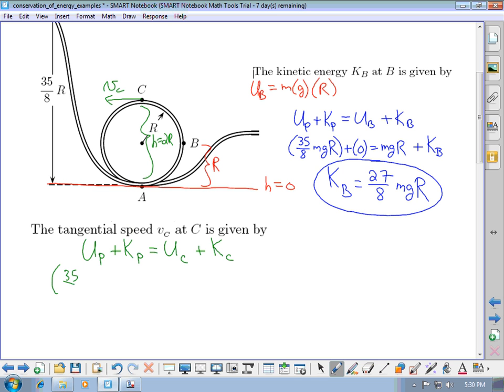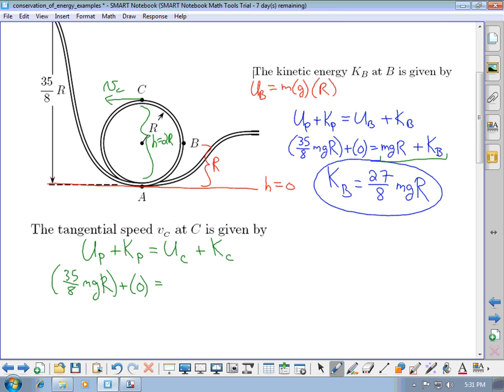So I have 35/8 mgR plus 0. Again, I could have used point B as my starting point. If I do mgR plus 27/8 mgR, that's the total energy at B, that still is 35/8 mgR. That's the idea of conservation of energy. If there are no non-conservative forces acting, the potential energy plus the kinetic energy at any point equals the potential energy plus the kinetic energy at any other point in the motion.